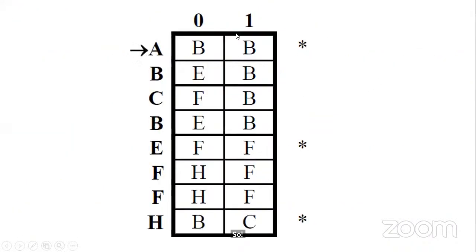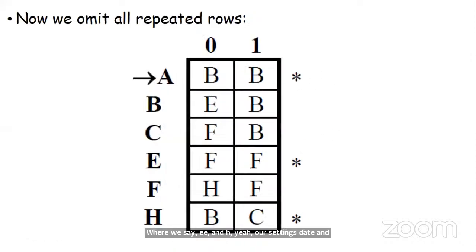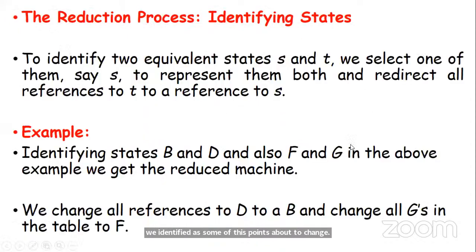So look at this. This is the same diagram that we looked at earlier, the state table that we're looking at. This is where we started from, where we said A, E, and H are accepting states, and we recognize them with asterisks. And we identified that some of these points are about to change. Okay, let's label it again so that you can understand this.